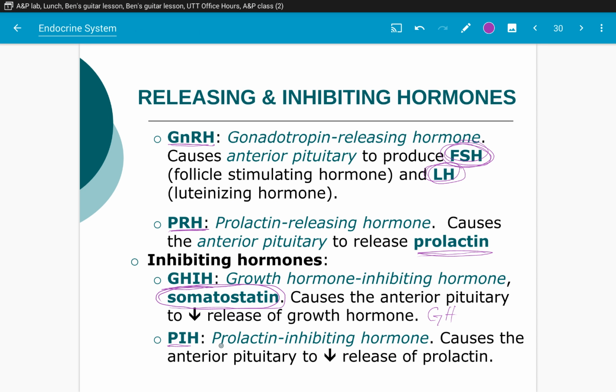Somatostatin causes the decrease in growth hormone. Last one, prolactin inhibiting hormone causes the decrease in the amount of prolactin being released, which means a decrease in the amount of breast milk.